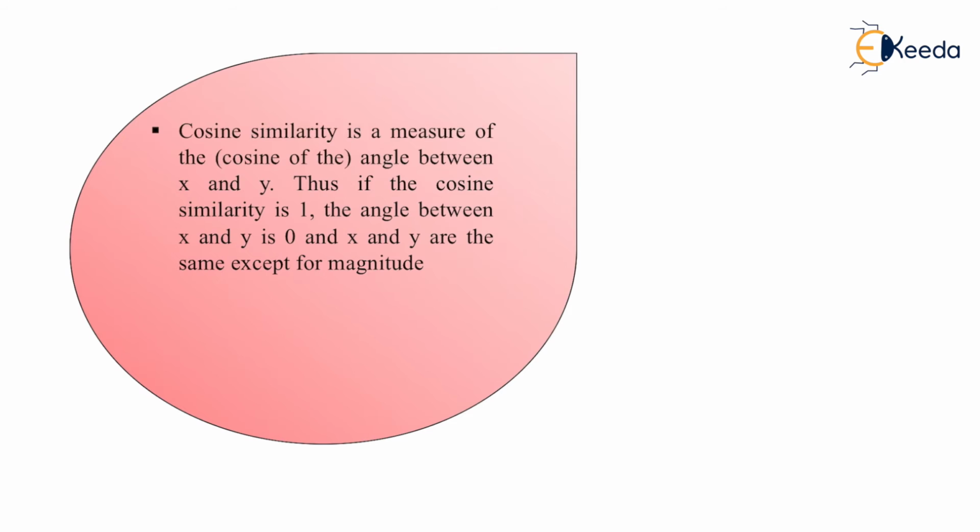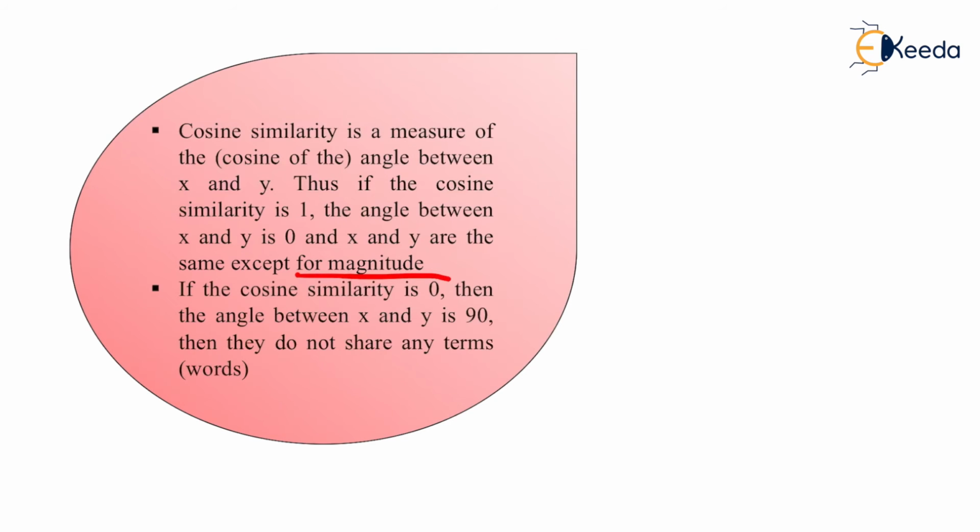Cosine similarity is a measure of the angle between x and y. Thus, if the cosine similarity is 1, the angle between x and y is 0, and x and y are the same except for the magnitude. Always remember that x and y are the same apart from magnitude. If the cosine similarity is 0, then the angle between x and y is 90 degrees, and they do not share any terms.